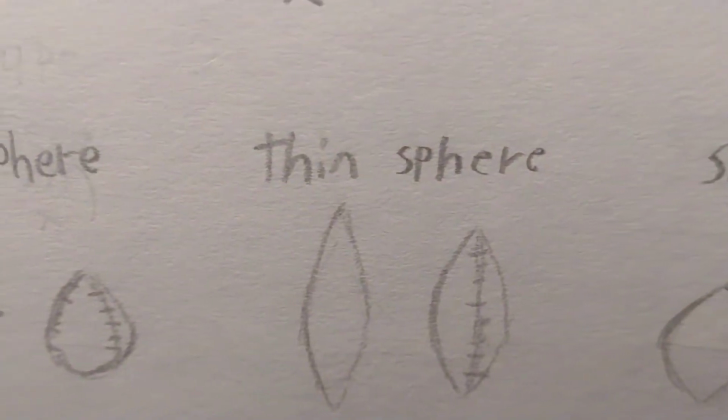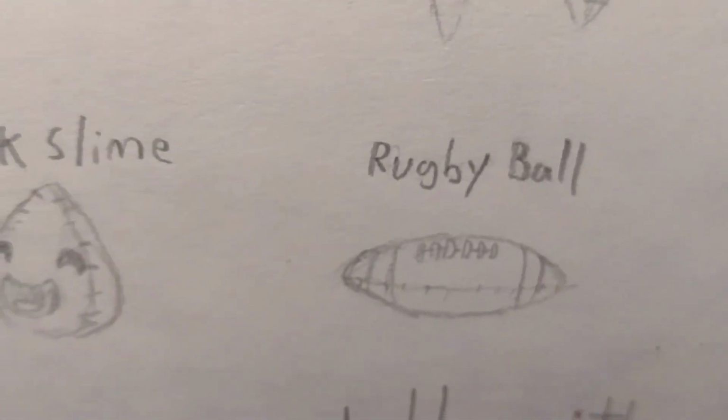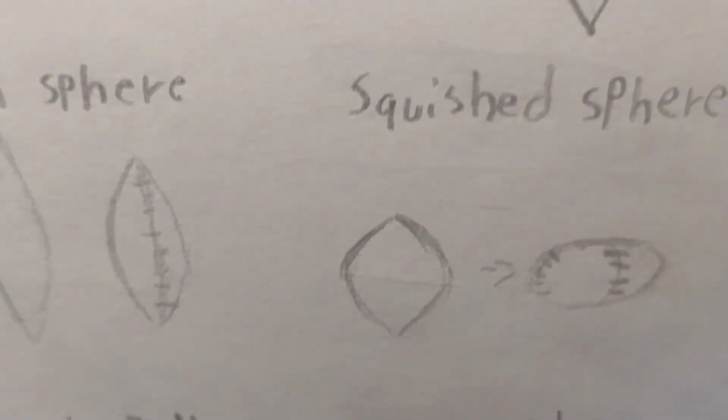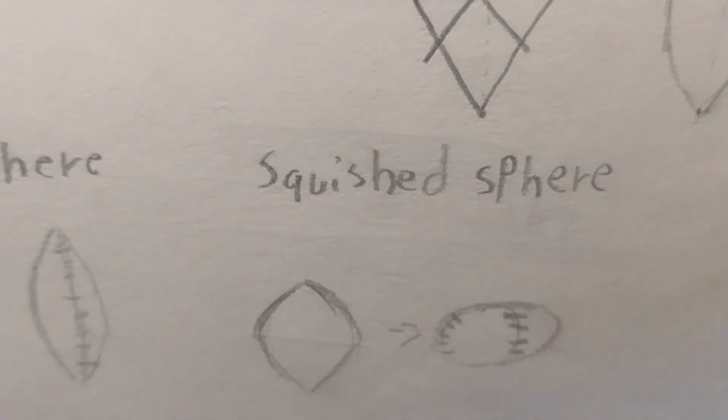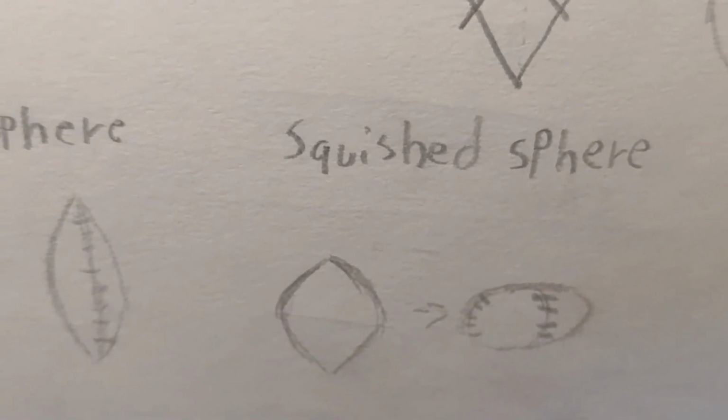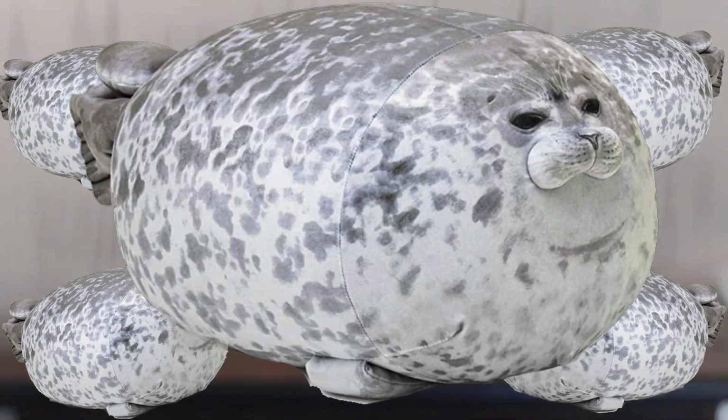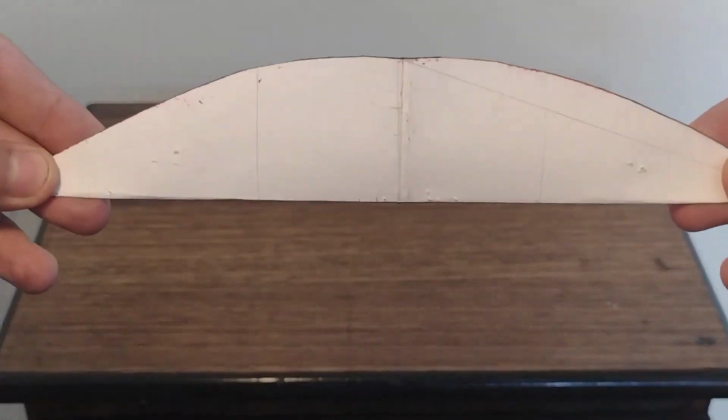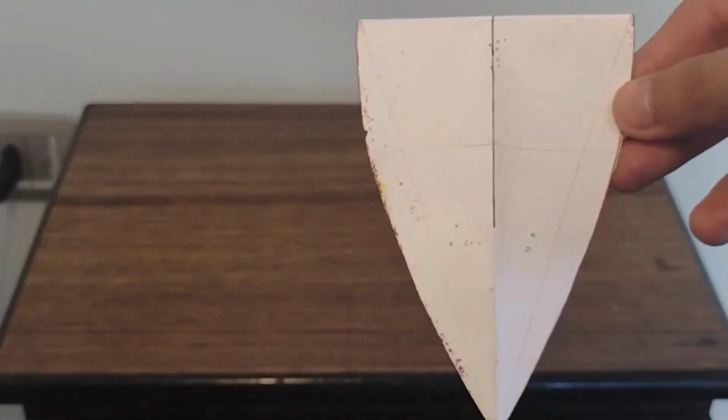A thin petal will make a thin sphere, like a rugby ball. And if we make more rounder and shorter petals, we'll make a squished ball, like a fat seal. I don't know, this is a very rare shape. We can also cut the petals. For example, a petal cut in half, we can make a little hat, or maybe a face.